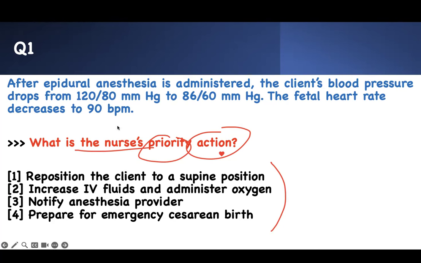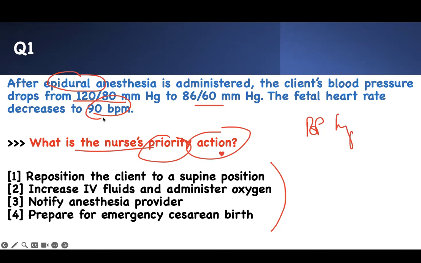Then look for the buzzwords. Patient had what? Epidural anesthesia. Then what happened? Blood pressure dropped from 120/80 to this. Patient is now hypotensive. The baby's heart rate is also dropping because the mommy's blood pressure is dropping. So we have fetal bradycardia and what? Maternal hypotension. What do you think?